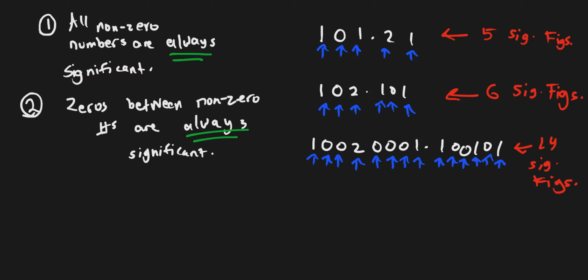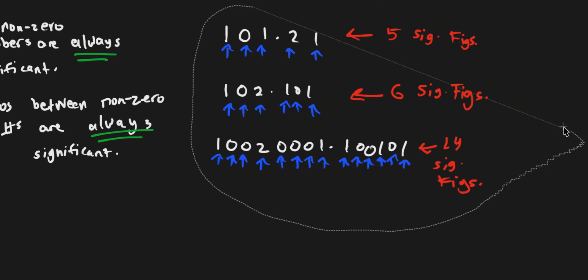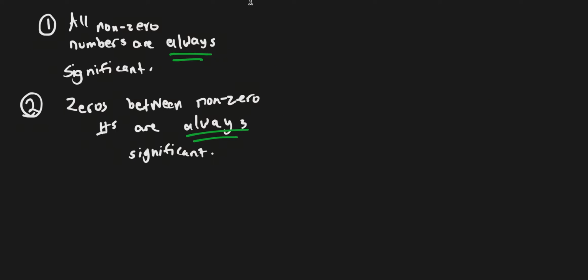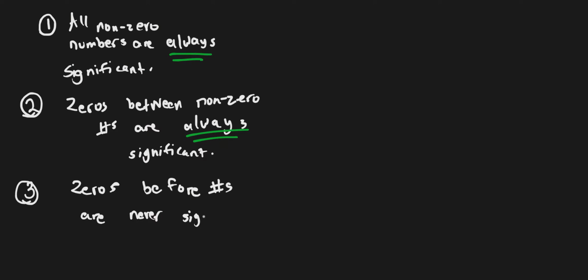Hopefully this makes sense. Okay, let's look at the next rule. This is going to be another quite simple rule here. So the third rule says zeros before numbers, right? So basically, if we think about zeros that are in the starting of the number, basically before all the numbers, so 0 before numbers are never significant. Never. Okay, so never significant.